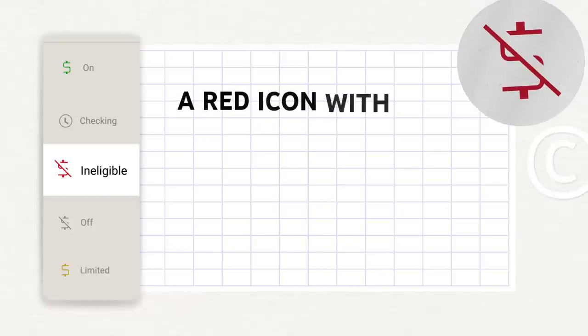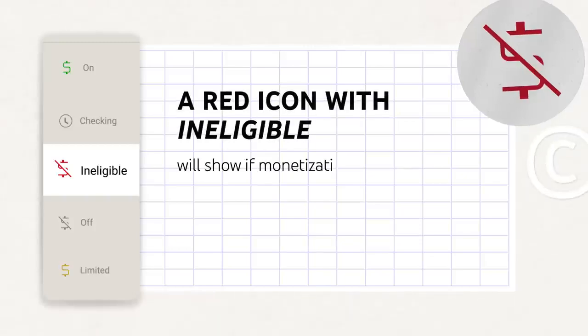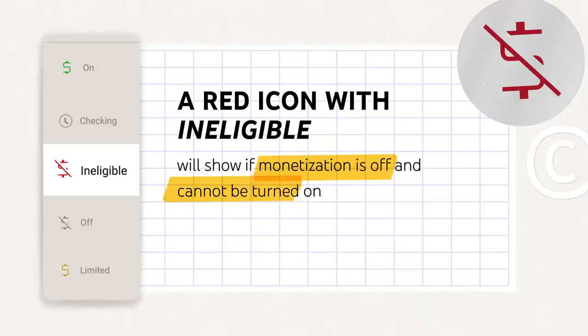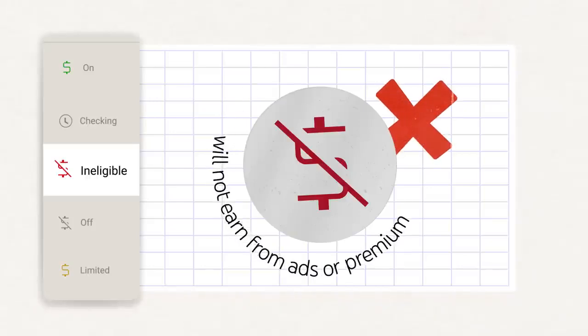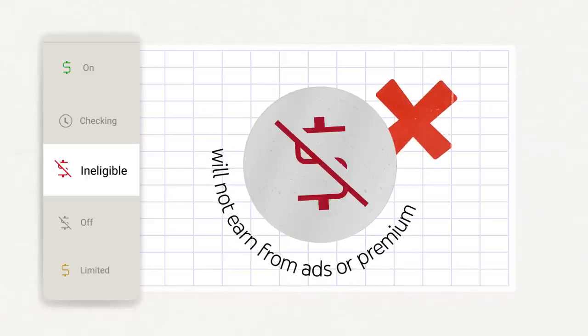A red icon with Ineligible will show if monetization is off and cannot be turned on. For example, this icon will show in cases of some copyright claims. When you see this icon, your video will not earn from ads, and it will not be eligible to earn from YouTube Premium subscription revenue.